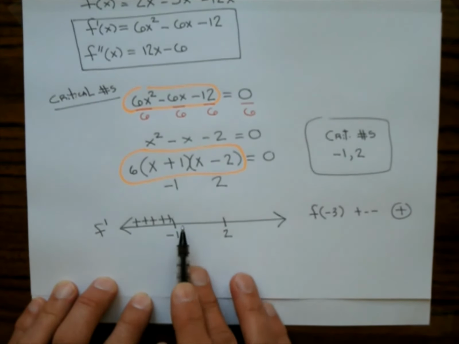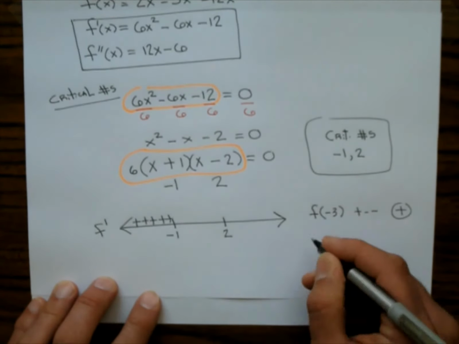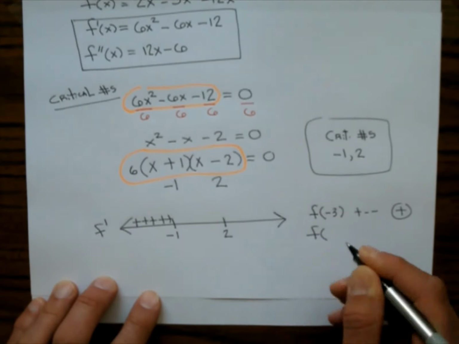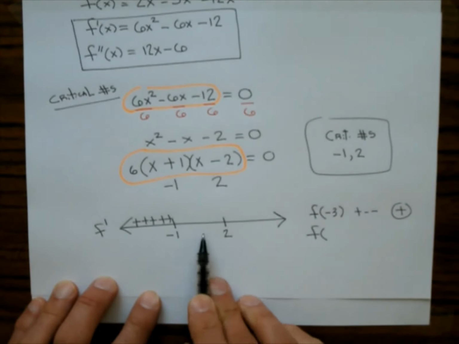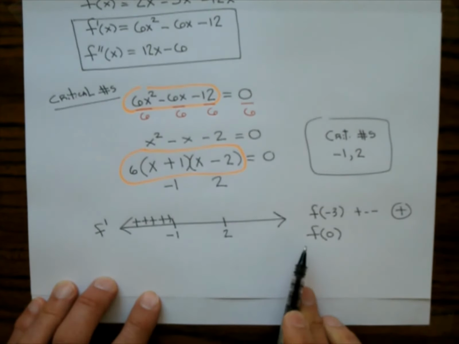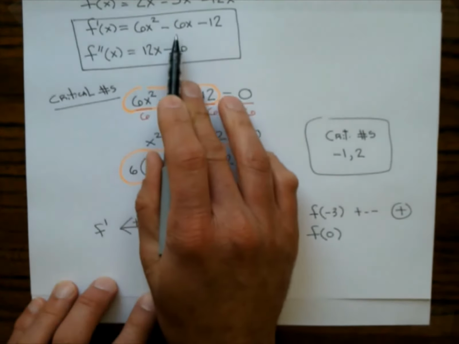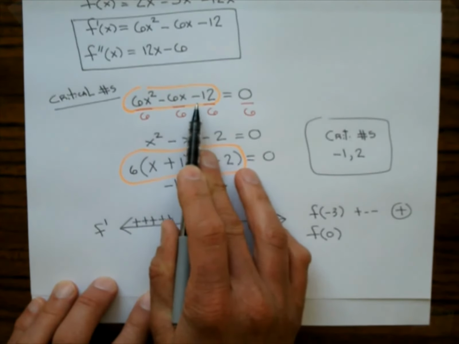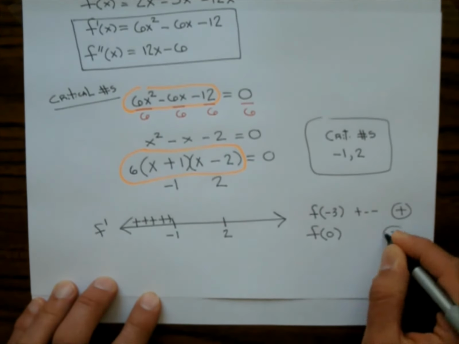Now, it might be that this guy is going to end up being a local max, but we don't know. We have to do some other tests here. So we can do a number in the next region, and a good number is 0. And we only care about the plus or minus. You can even go back up to the original derivative there and see that it's going to be a negative 12. So you know it's going to be negative.